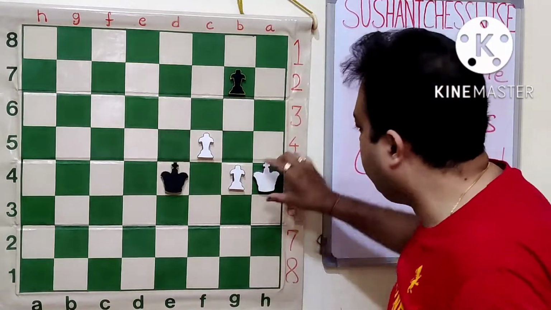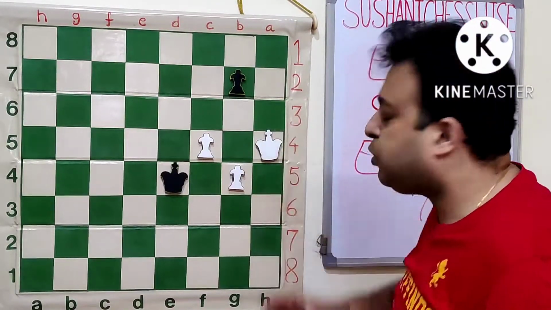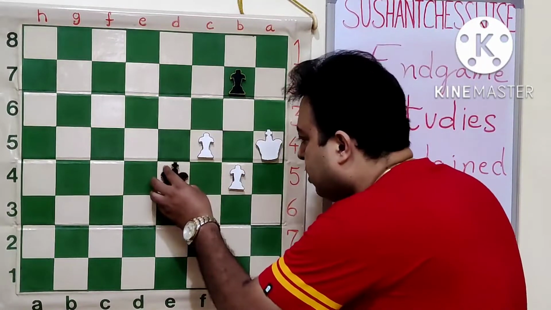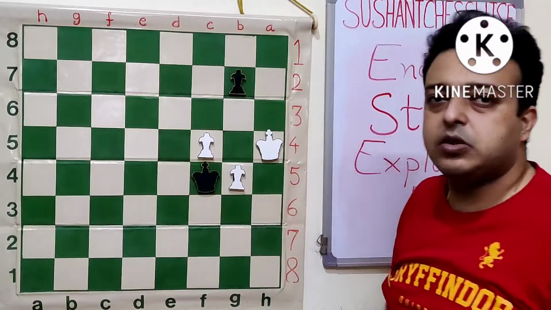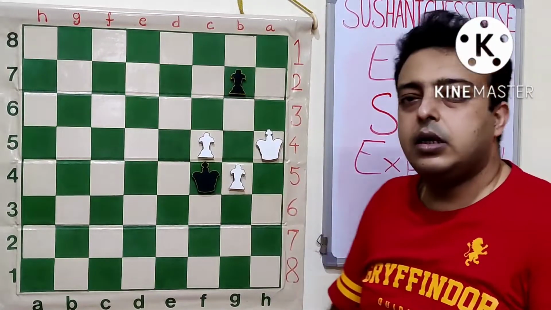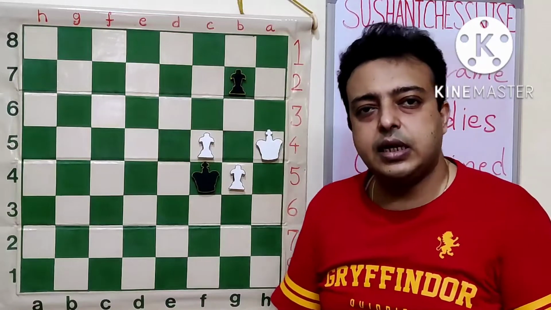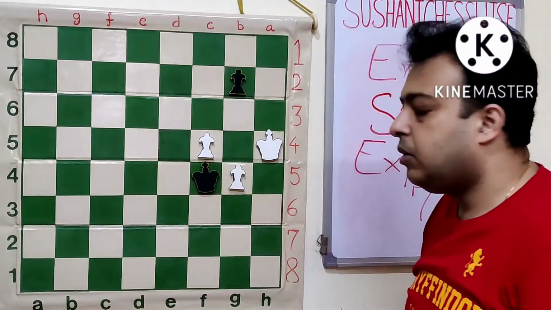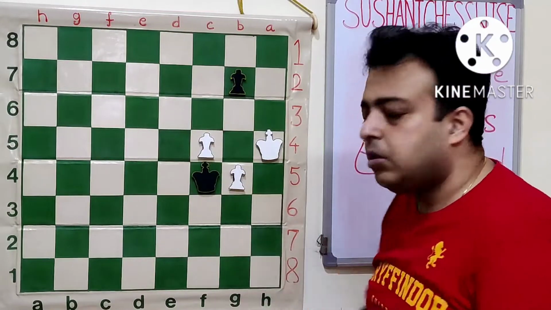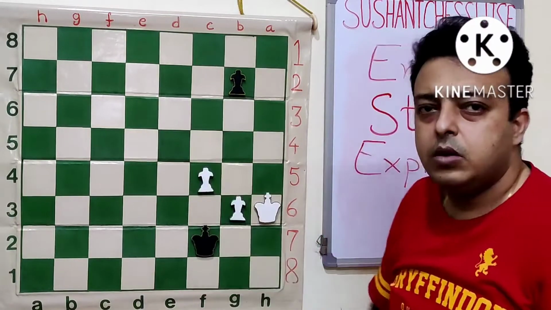So white can try the move king h5 here, but then again comes king f4, which forces white to go back with king h4, and again we see that the position is drawn. So there is no progress possible by white.